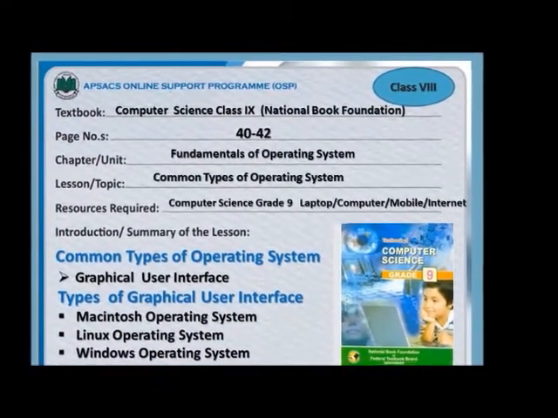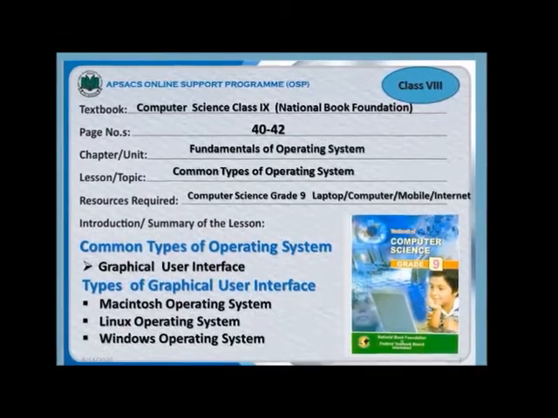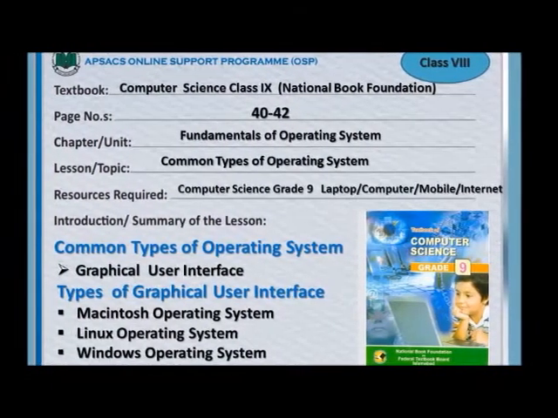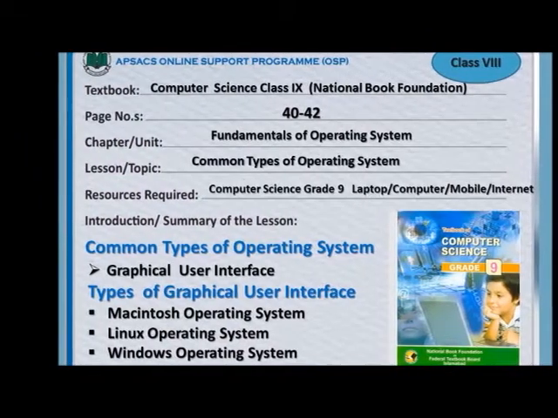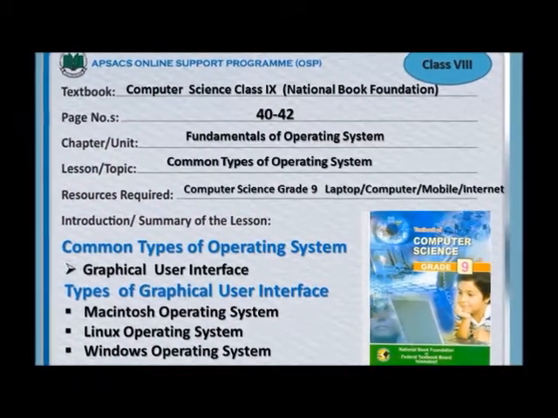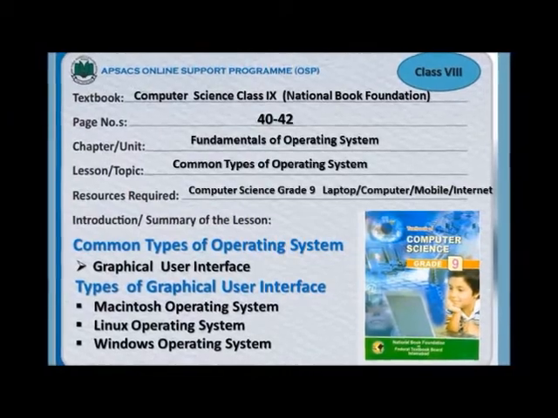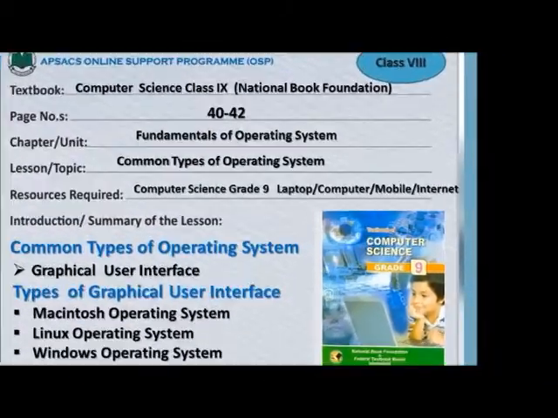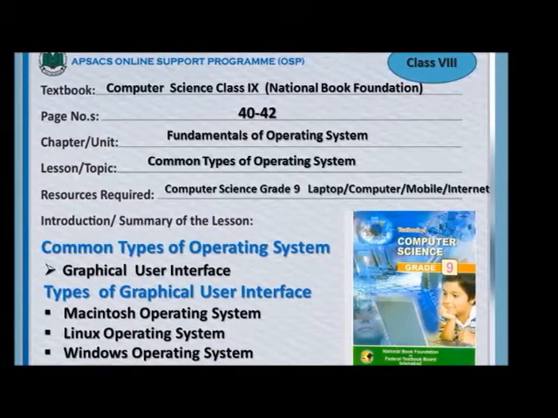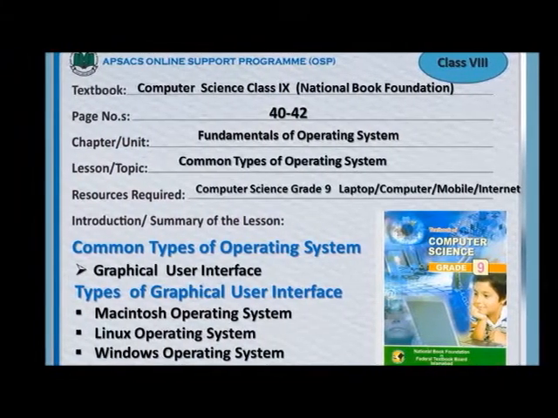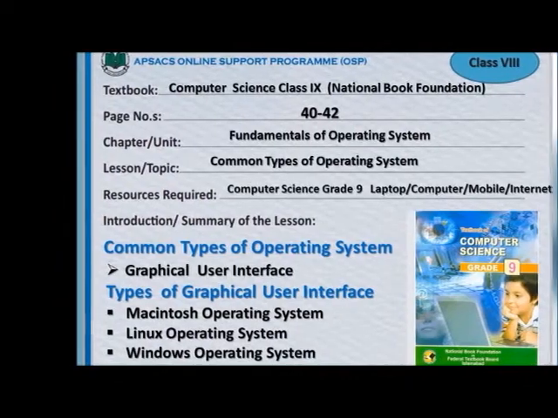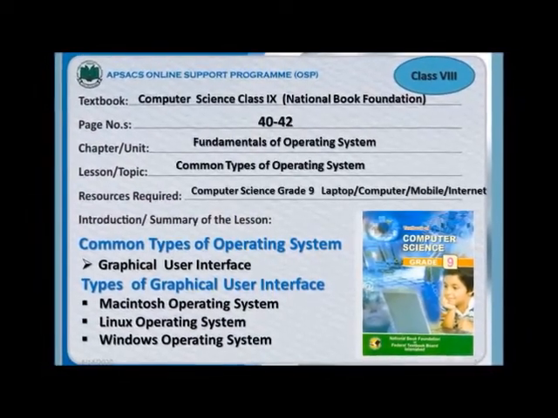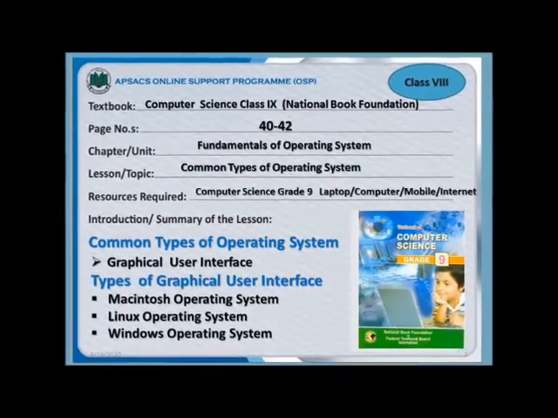For that you require your textbook, that is Computer Science Class 9 from National Book Foundation. The page numbers we are going to cover are 40, 41 and 42. Yes, the chapter is Fundamentals of Operating System. The topic we are going to cover is common types of operating system. Resources required: textbook, Computer Science Grade 9, laptop, computer, mobile and internet.